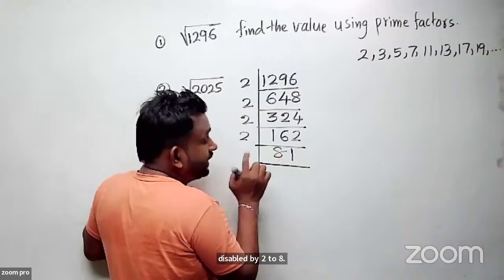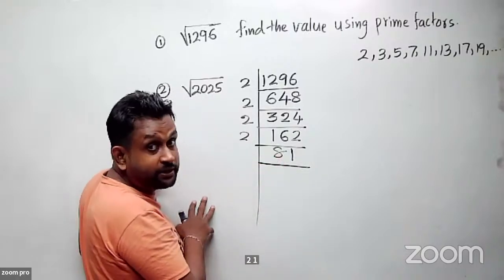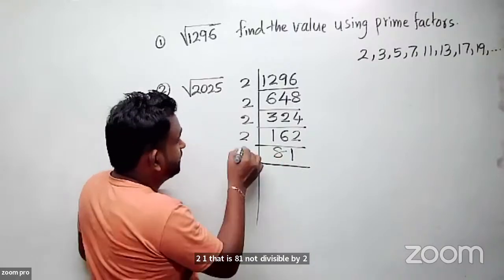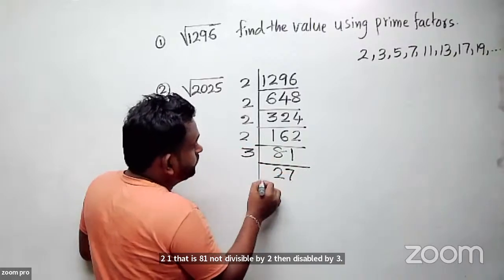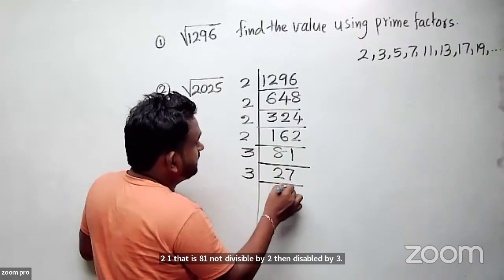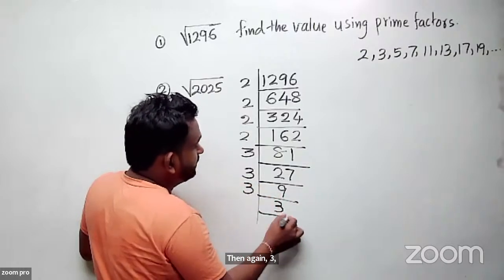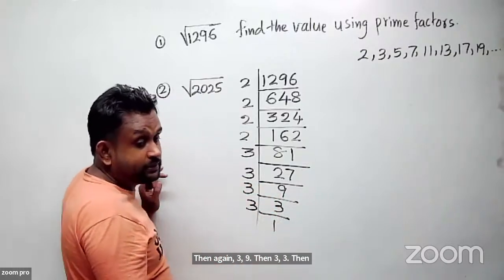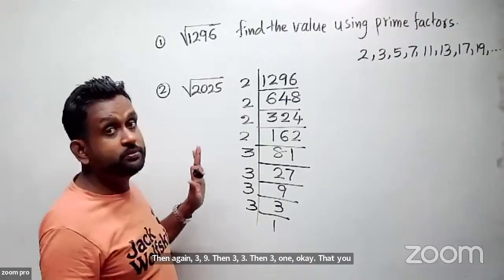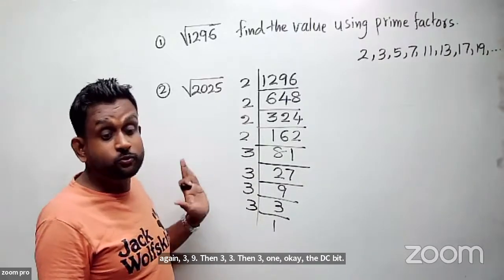Now check. 81 is not divisible by 2, but it is divisible by 3. Then 3 gives 27. Then again 3, 9. Then 3, 3. Then 3, 1. Okay, the divisibility by prime factors is now finished.